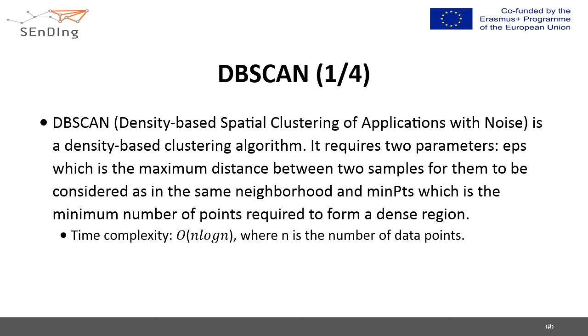DBSCAN, density-based spatial clustering of applications with noise, is a density-based clustering algorithm. It requires two parameters: EPS, which is the maximum distance between two samples for them to be considered as in the same neighborhood, and MINS, which is the minimum number of points required to form a dense region. The time complexity is this, where n is the number of data points.